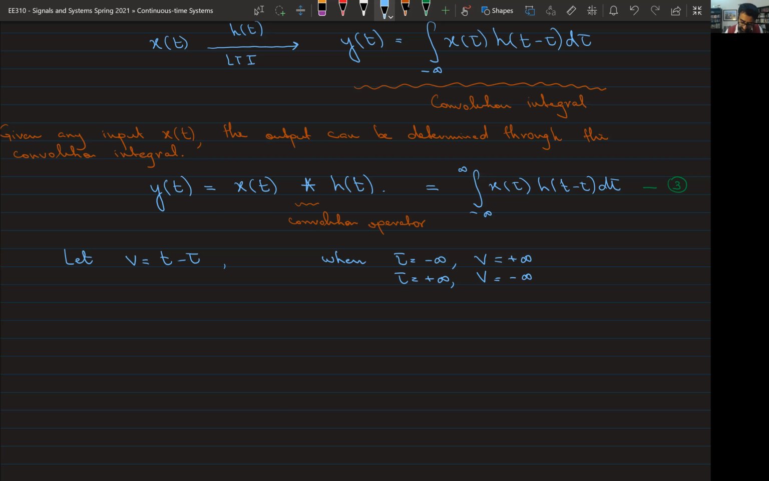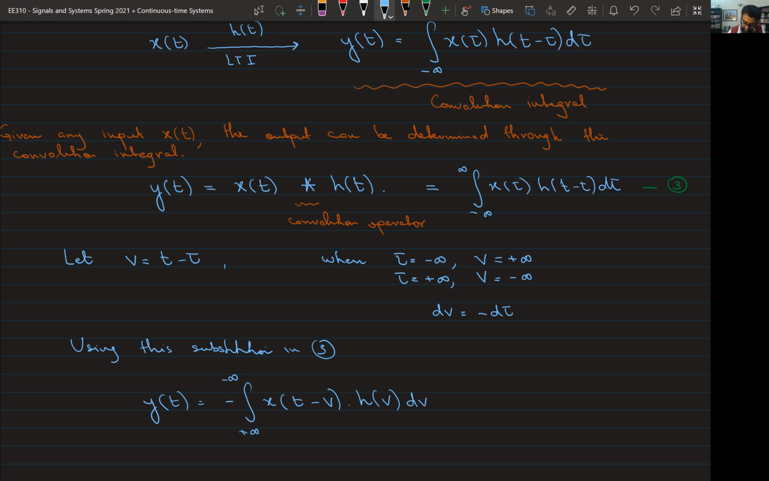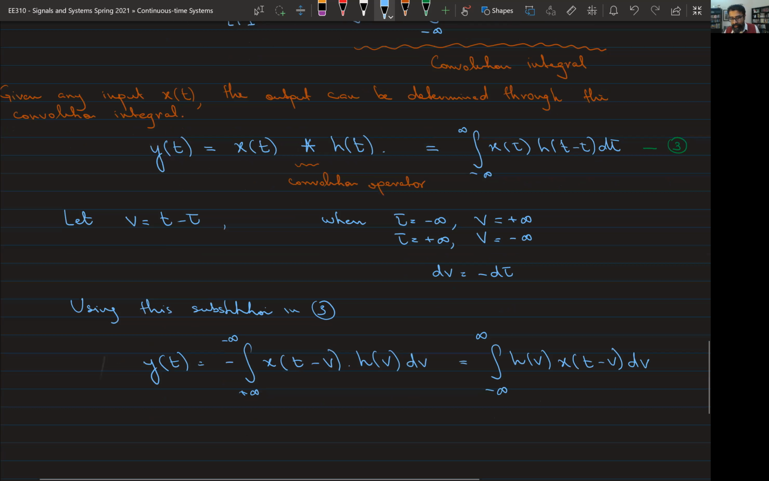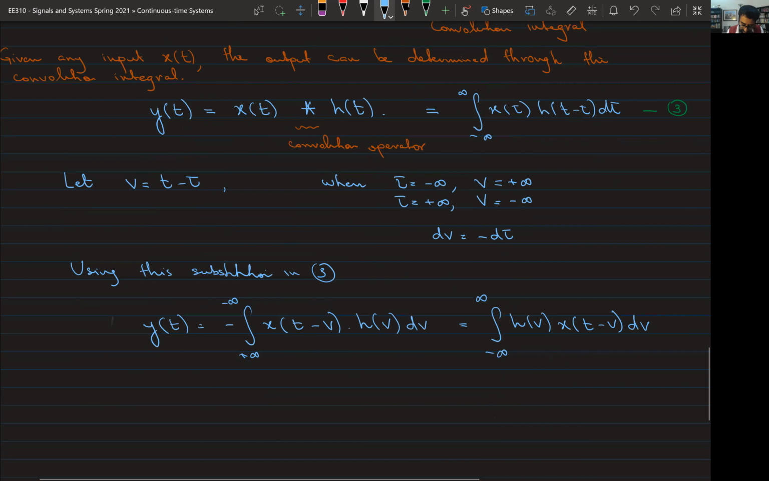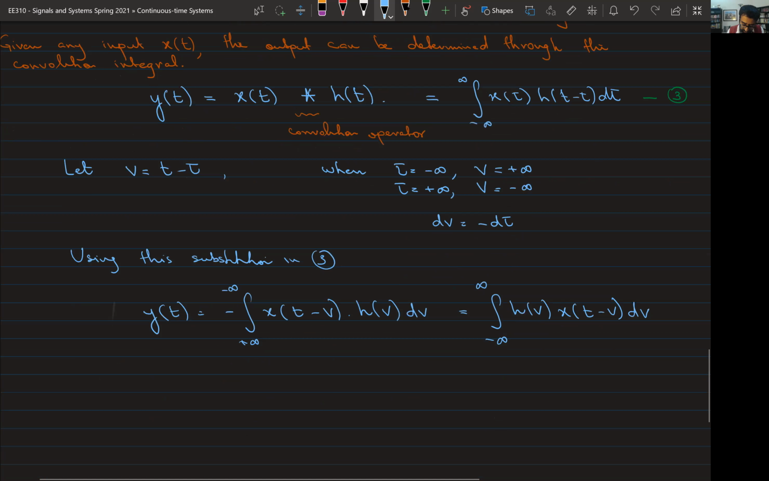And similarly, just like we did earlier, dv equals minus d tau. So using this substitution in 3, y of t is the integral from plus infinity to minus infinity of x of tau, where tau is simply t minus v, times h of v, and dv with the minus sign. Because of which this is the integral from minus infinity to plus infinity of h of v x of t minus v dv. And v is nothing but the name of a variable. Let me use tau instead of v, because those are the two variables we've been using. So this is the integral from minus infinity to plus infinity of h of tau x of t minus tau.